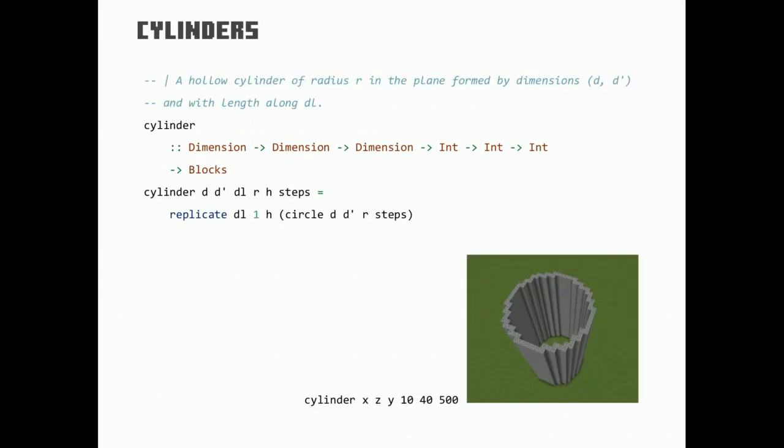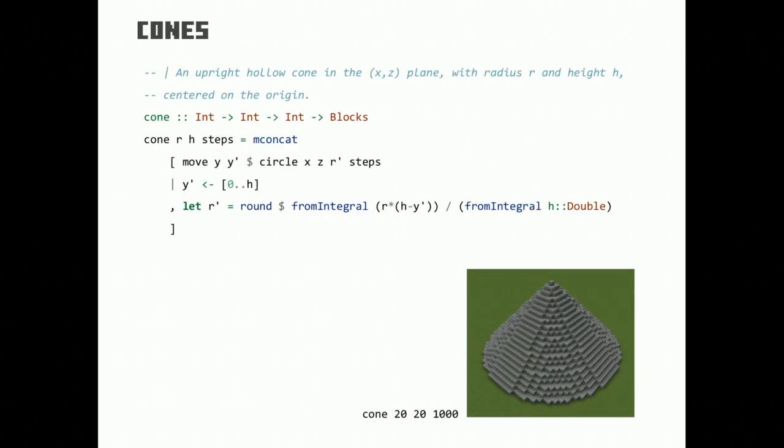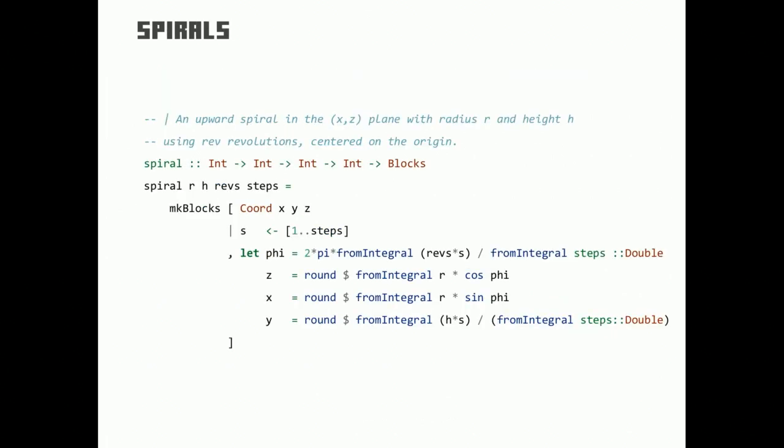A cylinder is just a replicated circle. Here I've replicated it h times, where h is the height, and there it is in Minecraft. A cone is replicated circles, but ever decreasing. It makes use of circle. What do we have? Oh, a spiral.